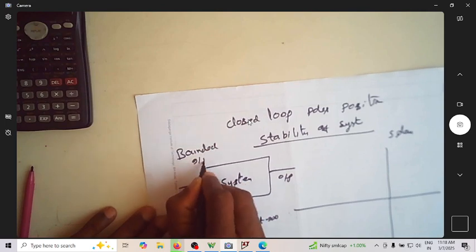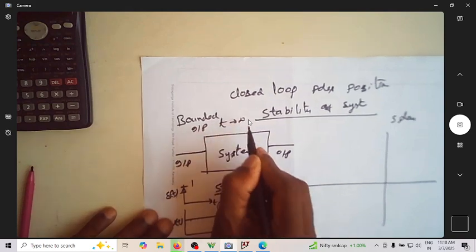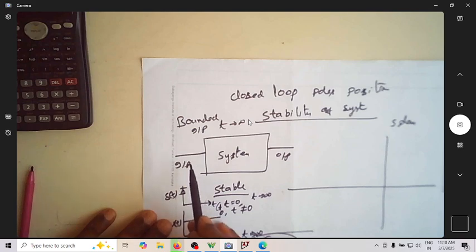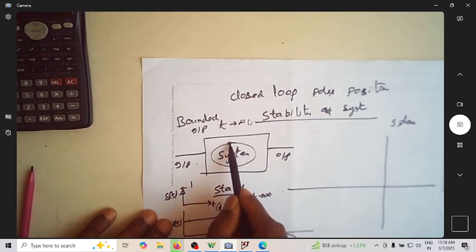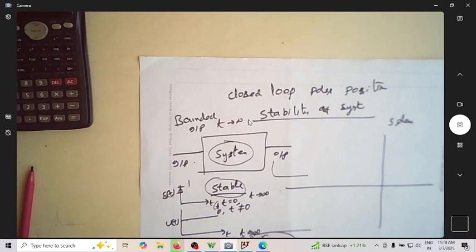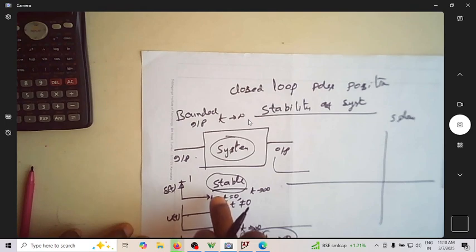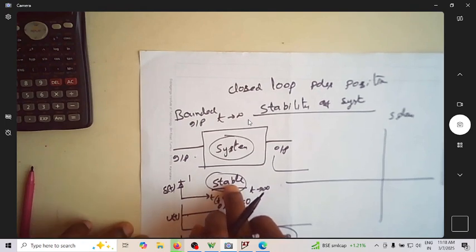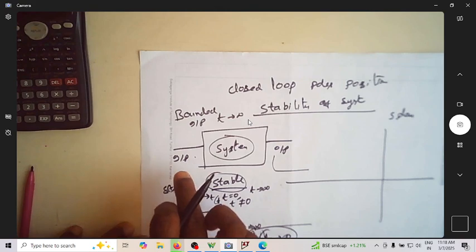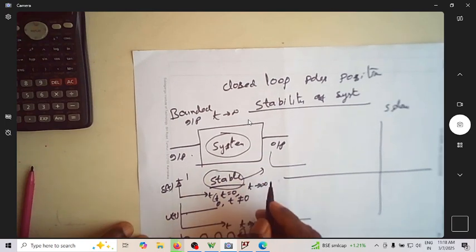What do you mean by bounded input? Whose value is finite as t tends to infinity. Suppose you give such a bounded signal as the input; if the system is stable, the output should also be a bounded one. Then only I'll call the system stable. If you are applying a bounded input, and it results in a bounded output, then you say the system is stable.